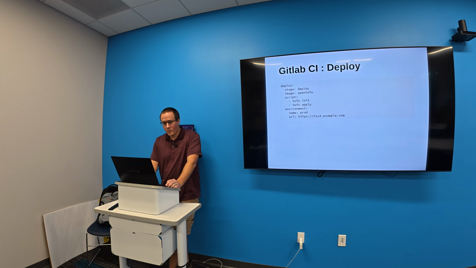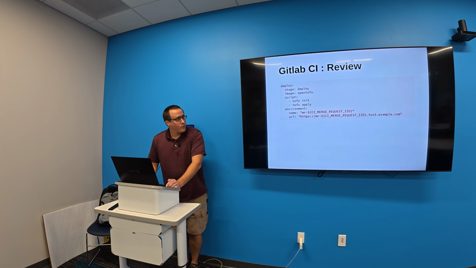And then similarly, the deployment. So we'll assume there is no image for OpenTofu, but just a placeholder for this. But then basically you want to be able to run the init and apply command. And then here's what that environment looks like. So you're saying, hey, this job is actually going to deploy something that represents the prod environment, and it's going to be accessible at this URL.